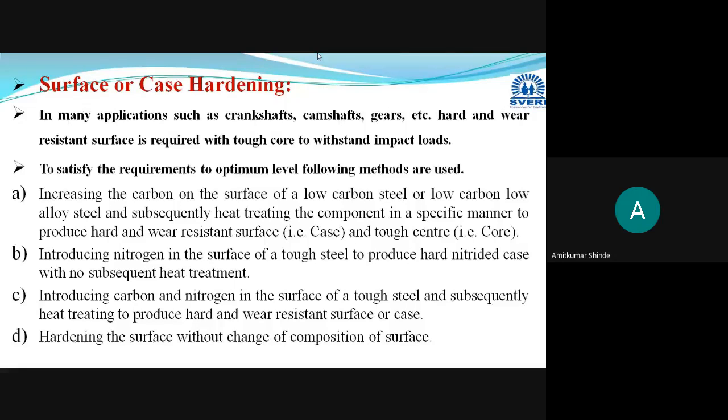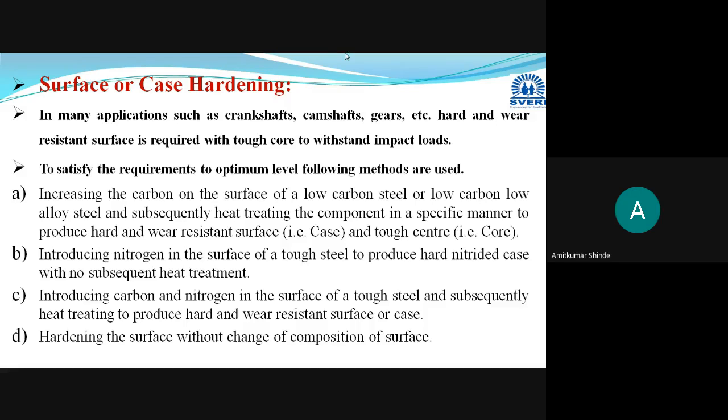Your first choice will be by increasing the amount of carbon. Your second choice will be by increasing the amount of nitrogen on the surface. And your third choice will be by increasing the amount of carbon and nitrogen both. And all these changes in the composition we are doing on the surface only. So these are the three types, you can say that in simple ways.